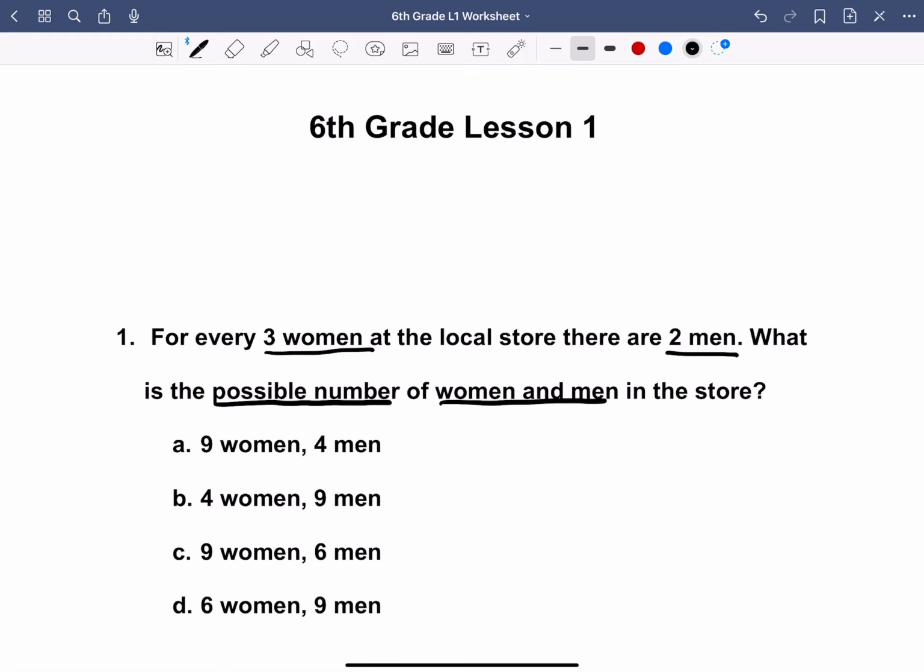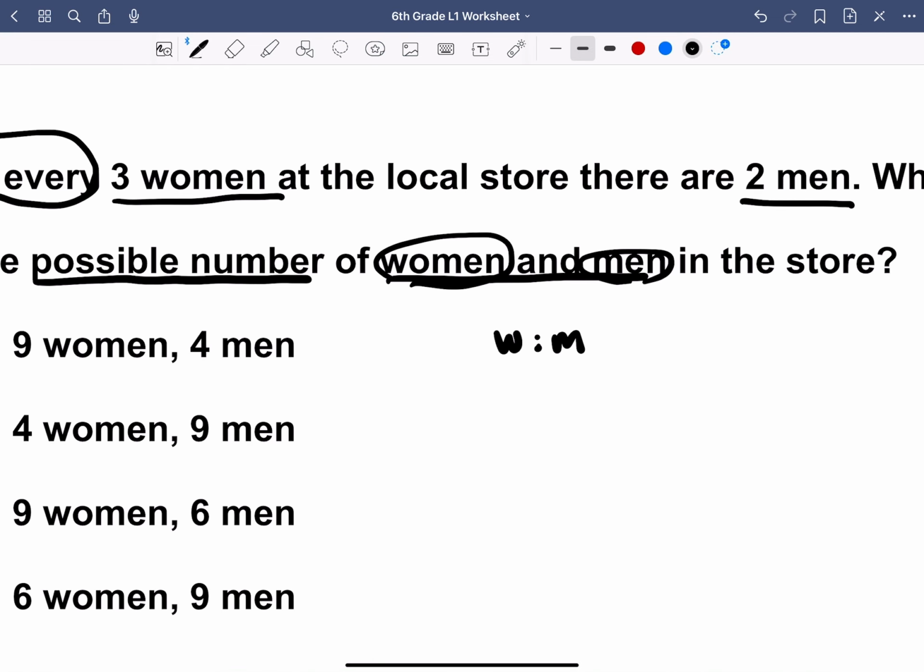From here, we can form our ratio. Since "for every" indicates that we're going to have our answer in ratio form. It wants us in women and men, so we're going to have our ratio look like this. Women and men, and because there's 3 women, there's 3 women for every 2 men.